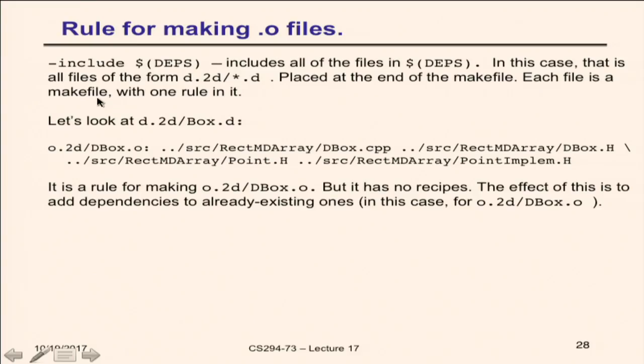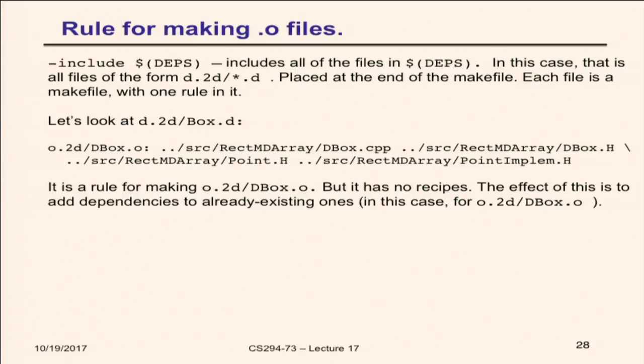So let me tell you first of all what the dependency files are. Farther down in the makefile, there's going to be something that includes $(DEPS). That's the list of all things of the form d.2d/$.d, and it's placed at the end of the makefile. Each of these files is a makefile, but it only has one thing in it, which is a rule.